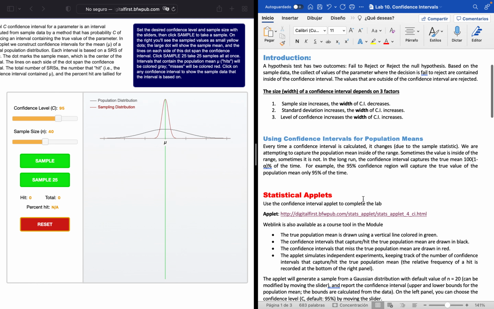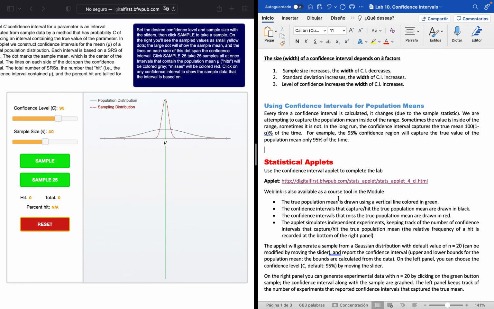How are we going to be doing this activity? Well, in this lab, use the confidence interval applet to complete the lab. If you click here in your activity, you're going to get this web page to the left. The web link is also available as a course tool in the module.